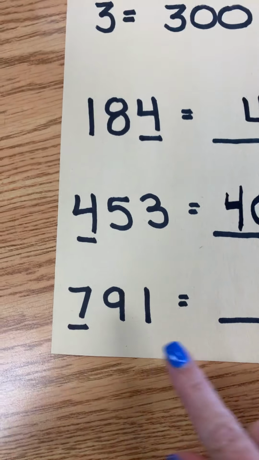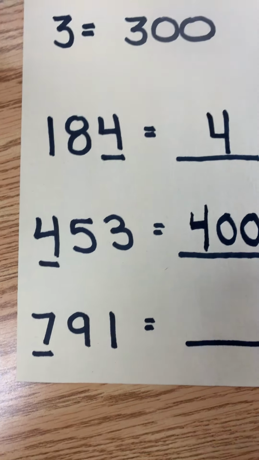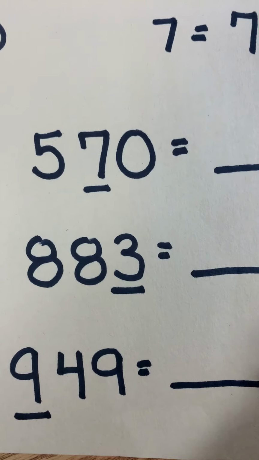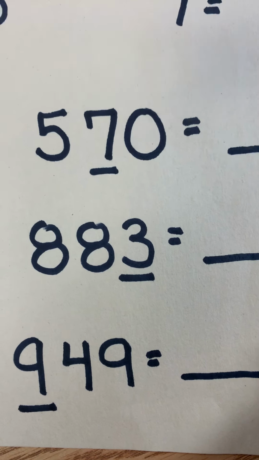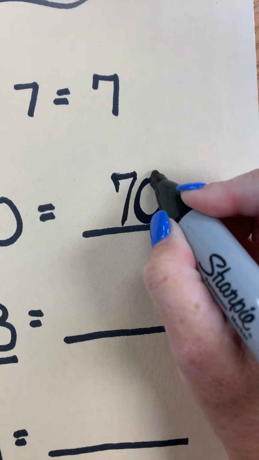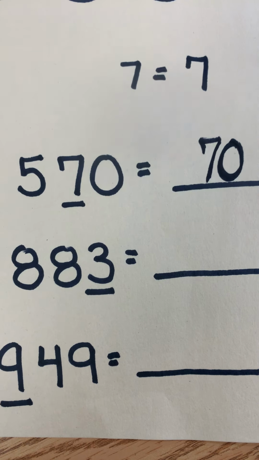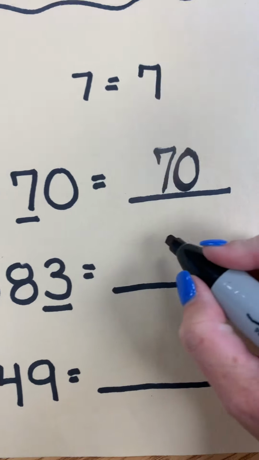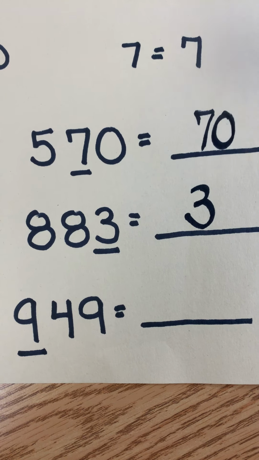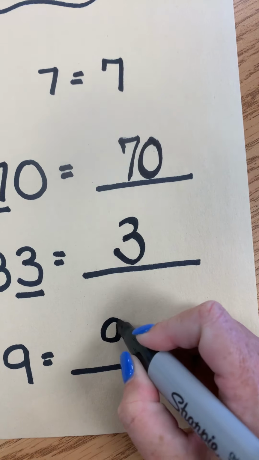All right, again, I have the 7 underlined. This is my ones, tens, hundreds. The 7 is in the 100 spot, so it is worth 700. All right, I have the number 570. The 7 is in the 10 spot, so it is worth 70. Not 7, not 700, just 70. The number 883. The 3 is underlined. It is just the single digit because it's in the 1 spot. And then 949. I have the 9 underlined here. It's in the 100 spot, so it is going to be worth 900.